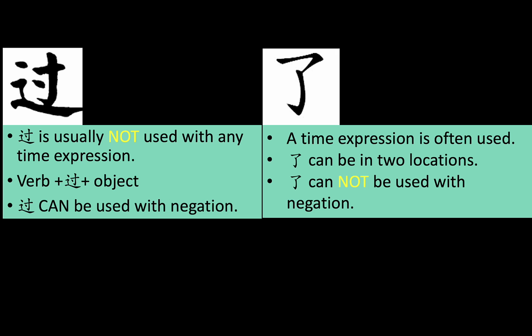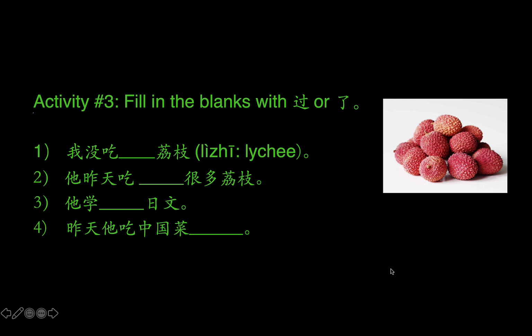我没去过中国. However, 了, a time expression is often used with 了. For example, 我昨天吃了小笼包. And number 2, 了 can be in 2 different locations. You put 了 before the quantity of the object, or at the end of the sentence if there's no quantity of the object. 了 cannot be used with negation since 了 is about completion. If you didn't complete it, you don't use 了. Okay, now look at this again, and then I want you to do some exercises. So you can pause here and fill in the blanks with 过 or 了 based on what you just learned in the previous slide.